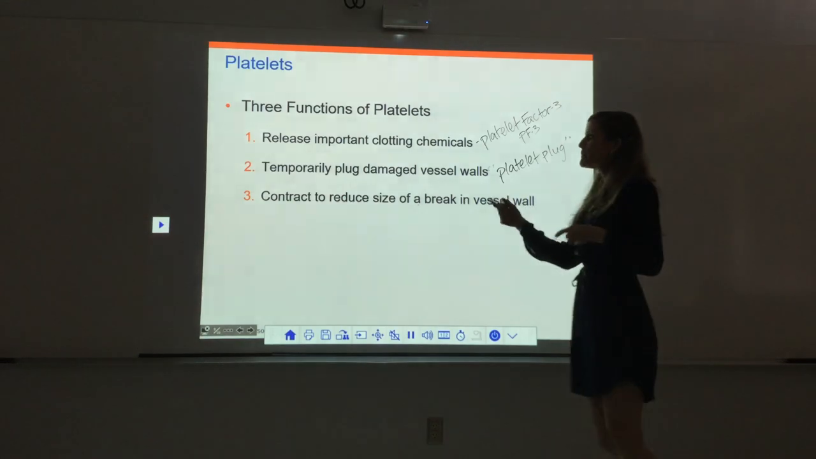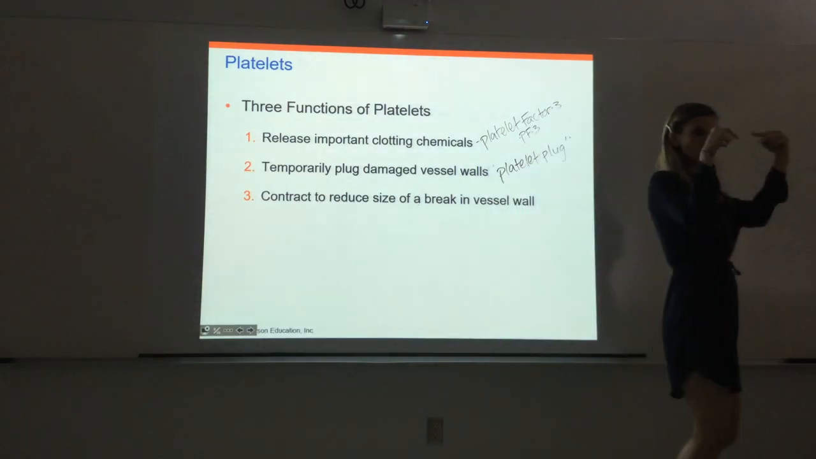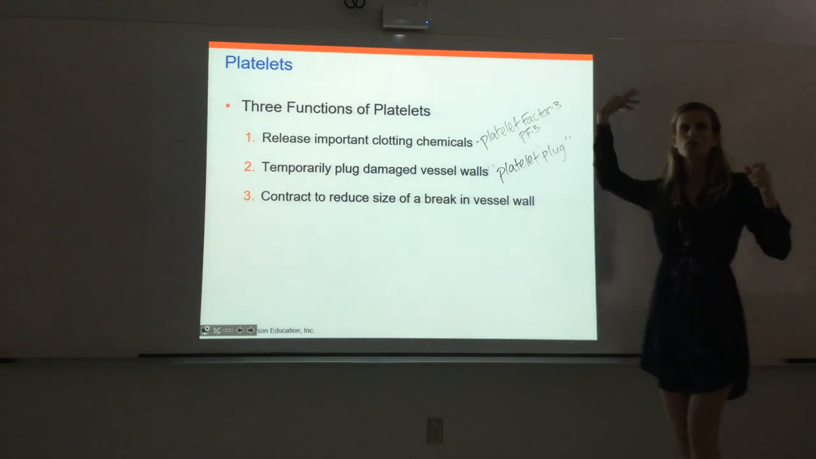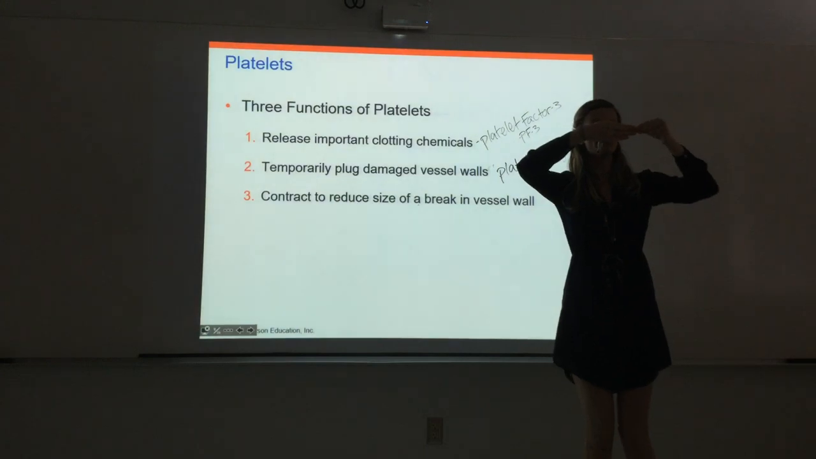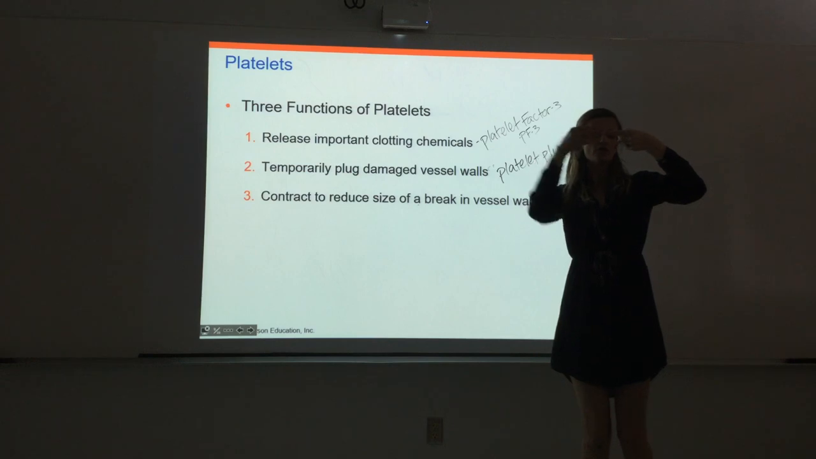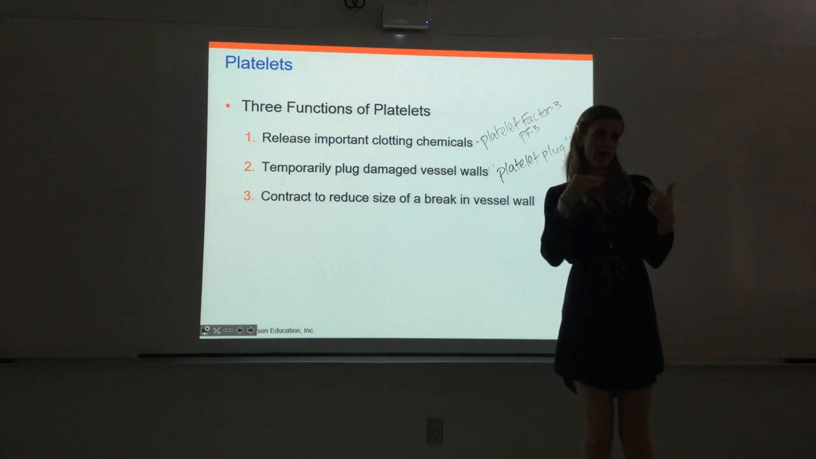Platelets also have the ability to actually contract. Okay, so they can contract or shrink to decrease the size of a break in a vessel. So if you have platelets that are attached to this part of the broken vessel and this part of the broken vessel, and then they contract or shorten, they're going to pull those two sides closer together. So now you have a smaller hole to lose blood through and a smaller hole that you have to repair.